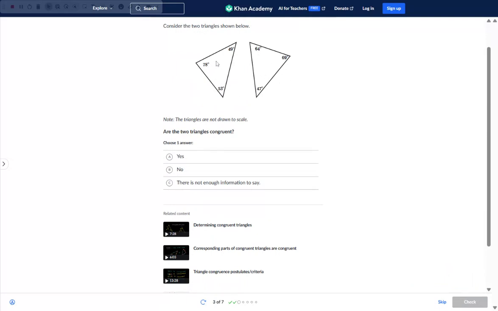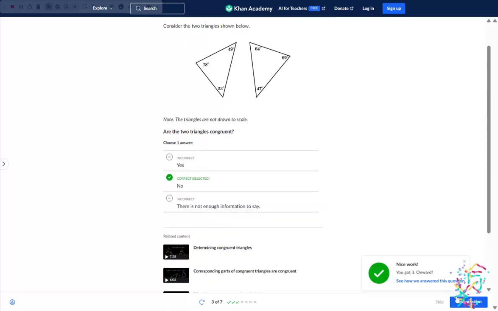All right, for the remainder of the problems, we can look at this one too. First of all, they're only giving us angles, right? So remember, angle was one of those that is similar but not congruent. And regardless, they're all different values. None of them are the same. So this is another example of no.